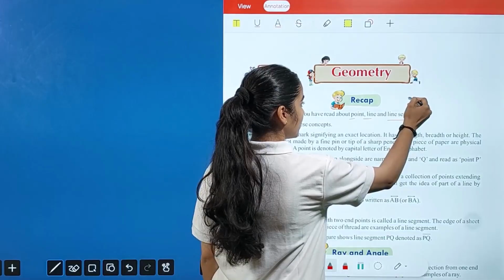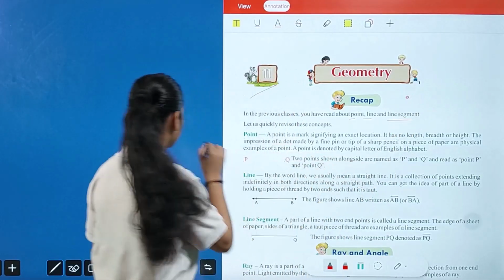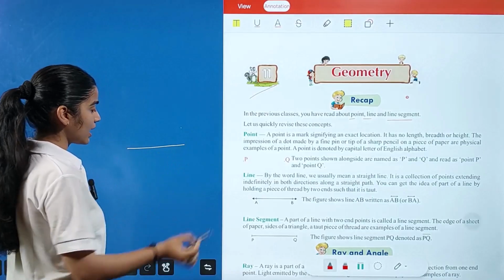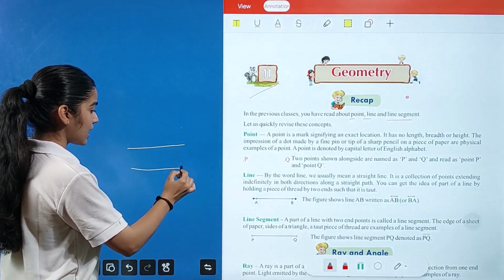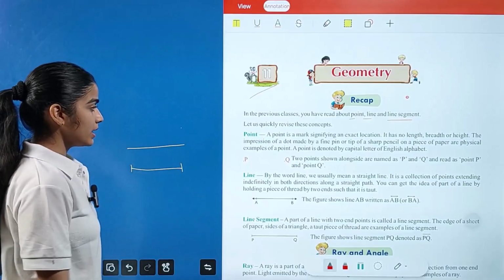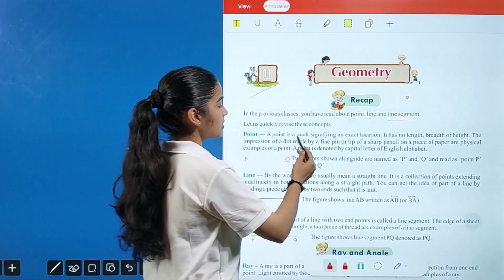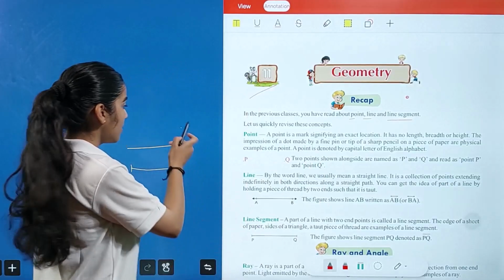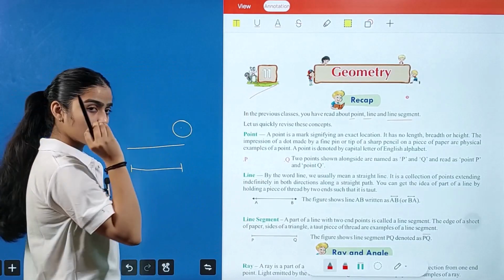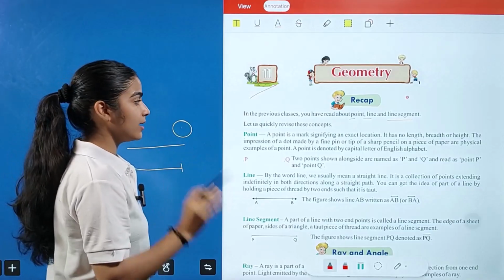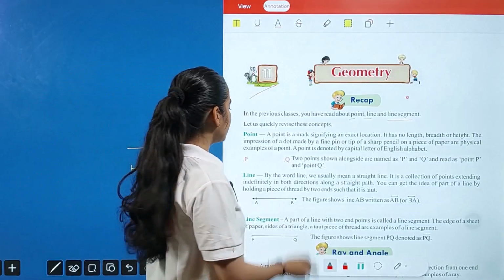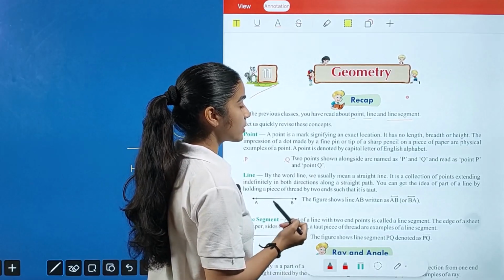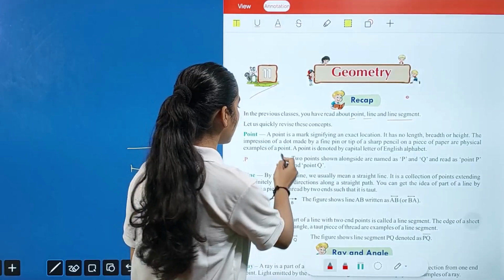This is your point, a single point. If you want to create a line, this could be your line. Line segment means you have a starting and ending point. Next, a point is a mark signifying an exact location. It has no length, breadth or height. The impression of a dot made by a fine pin or the tip of a sharp pencil on a piece of paper are physical examples of a point.